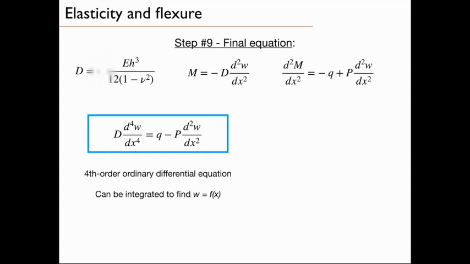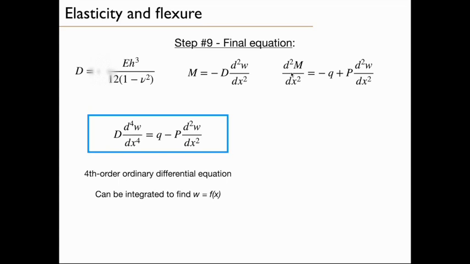Now we reach the final step in the derivation of the flexure equation. We have the definition of flexural rigidity. And we have this expression, a second order differential equation that relates M, Q, P, and W. We now want to combine these together. So we will use the definition of the moment, which is already a second order derivative of W. We will substitute this into this equation.